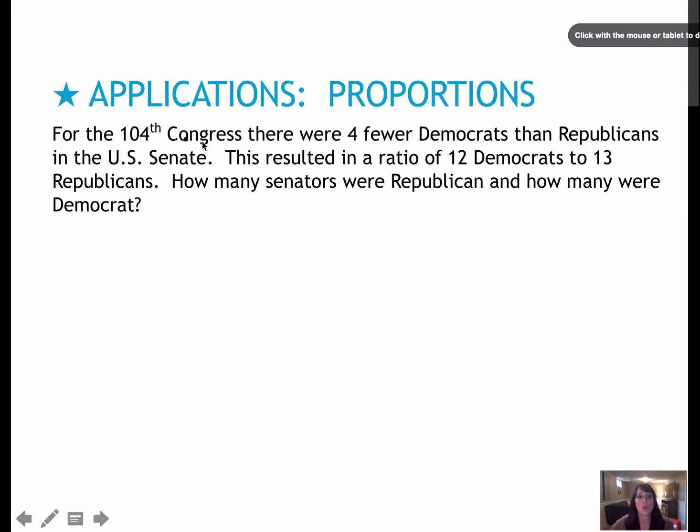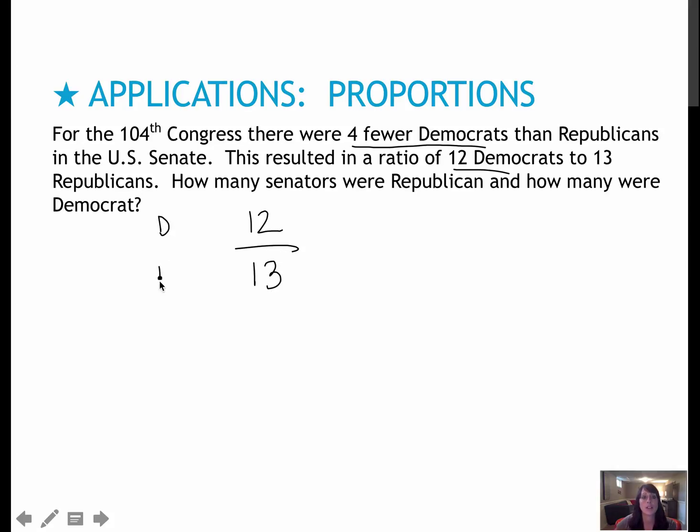So here for the 104th Congress, there were 4 fewer Democrats than Republicans. This resulted in a ratio of 12 Democrats to 13 Republicans. So what that tells me is that I'm going to use 12 to 13 with Democrats to Republicans. So that's how it's going to help me to solve this. Now, we're asking how many senators were Republican and how many were Democrat if this were true. So let's say that R is the number of Republicans, and there were 4 fewer Democrats. So Democrats would be R minus 4, and Republicans would just be R.